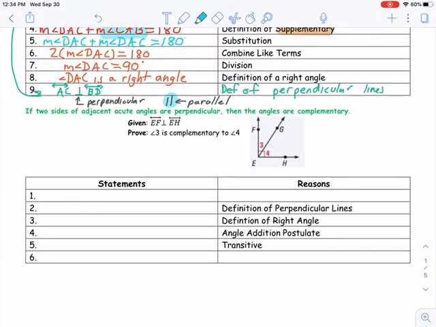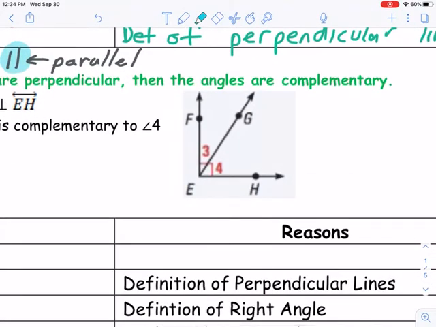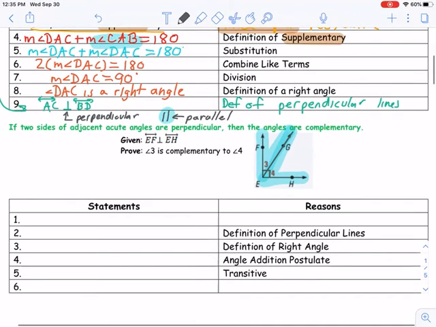Now, cruising right along, if two sides of adjacent acute angles are perpendicular, then the angles are complementary. So basically what this is saying is we got this angle chilling here, this angle chilling here. These two angles are adjacent. Why? They share this side. Also, they're perpendicular. So it's saying those two angles are complementary. We've done problems like this in the past where we have this picture and we're solving for x. So it might be obvious to you that angle 3 and angle 4 are complementary, but nonetheless, we're going to prove it just to practice our skills.